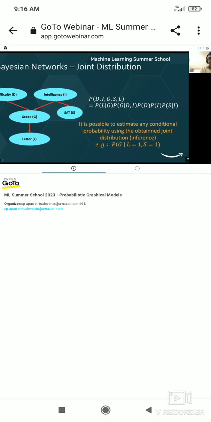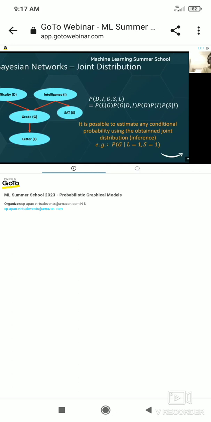So now that we are done with letter, let's move on to the node grade. As we can see, the grade essentially depends on the difficulty and the intelligence. So the way we would write down the conditional distribution in this particular case would be probability of grade given difficulty, intelligence. And that is what is shown as the second term on the right of that particular equation.